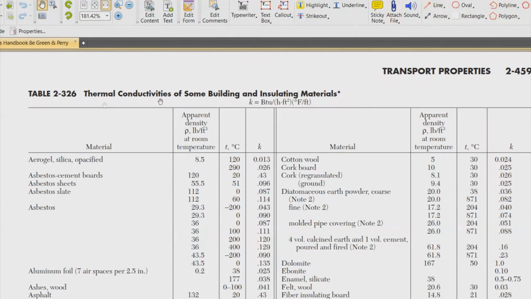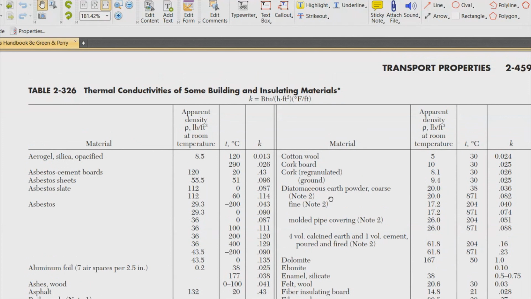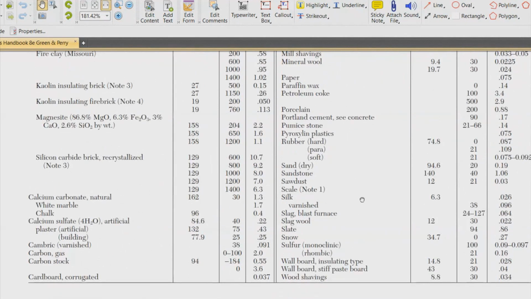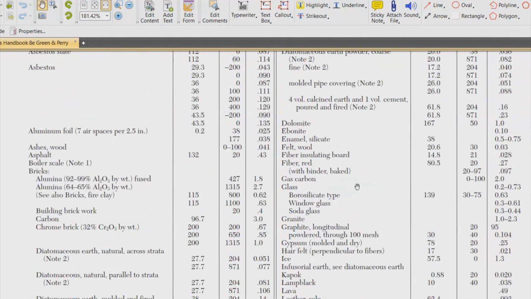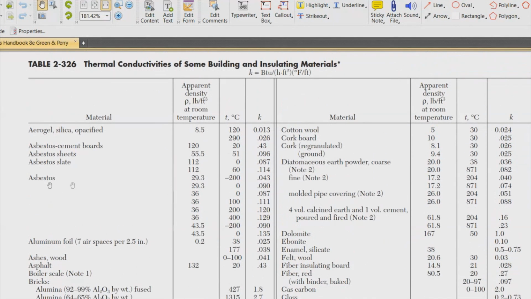This is the thermal conductivity of some buildings and insulating materials. So kung saan gawa yung mga buildings and insulating materials, dito siya makikita. Napakarami dyan. From aerogel to wood shavings. So, andyan. And then, of course, kailangan natin is asbestos. So, ito yung ating asbestos. Medyo marami siyang values kasi yung K natin is this one is the thermal conductivity in English units. Okay? So, with that, let's try finding which value that we will use.